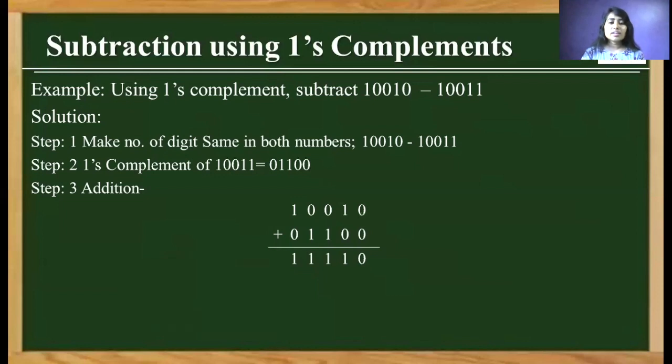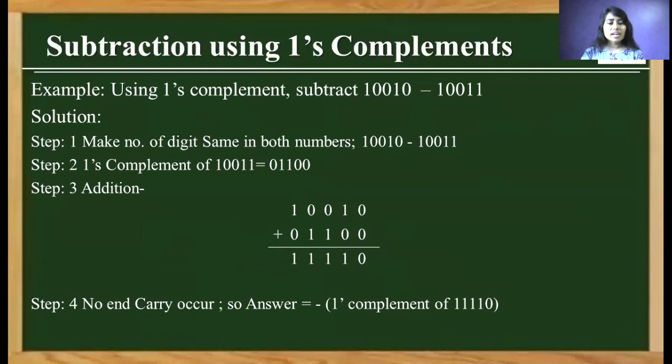This binary addition has no end carry. So for the correct answer, place a negative sign and calculate 1's complement of this resultant bit. So we have a correct answer, as here the A less than B condition occurred. So we have a negative answer. So this is how we can perform subtraction using the 1's complement method for A less than B conditions.